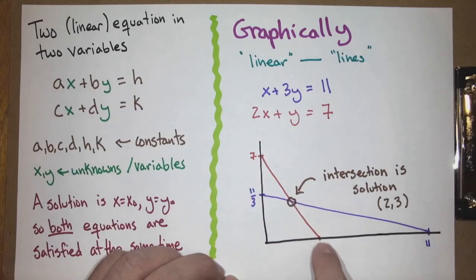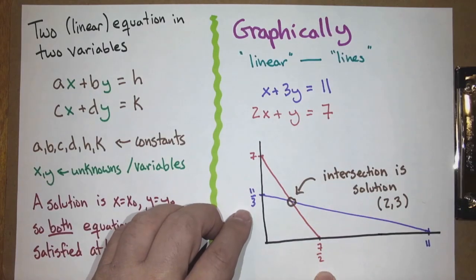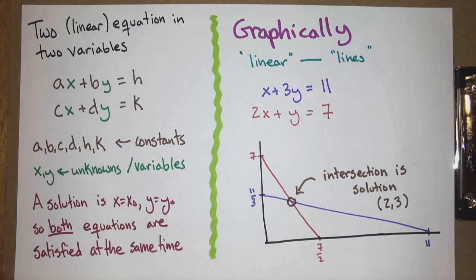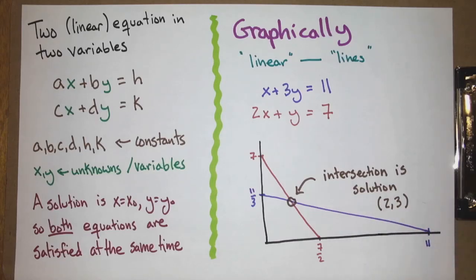Similarly here, I can see it hits the y-axis at 7, and it hits the x-axis at 7/2, or 3.5. So we have our lines, they intersect. This intersection is the solution. Now, I've written down where the intersection point is. I didn't have a grid, and this is one of the inherent weaknesses of graphing. You have to be really precise with your picture. Your picture has to be spot on. And oftentimes, very simple looking equations can give you not so pleasant points as solutions.